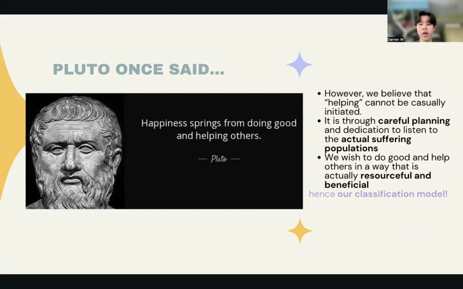To end off, we believe that helping cannot be done casually and must be through careful planning and listening. Thus, we aim to do good and help others in a way that is resourceful and beneficial. This Plato quote depicts our mindset.